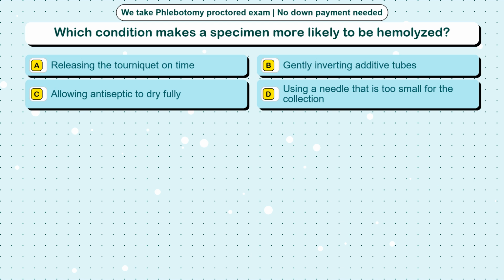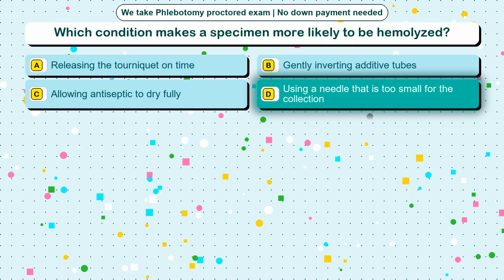Question 81. Which condition makes a specimen more likely to be hemolyzed? Option A, releasing the tourniquet on time. Option B, gently inverting additive tubes. Option C, allowing antiseptic to dry fully. Option D, using a needle that is too small for the collection. The correct answer is option D, using a needle that is too small for the collection.